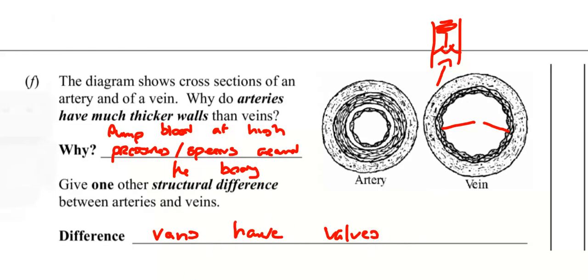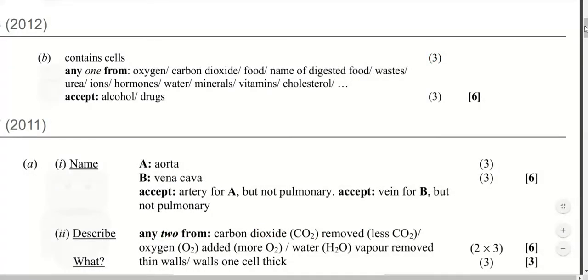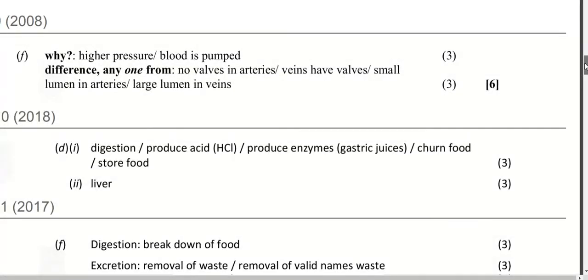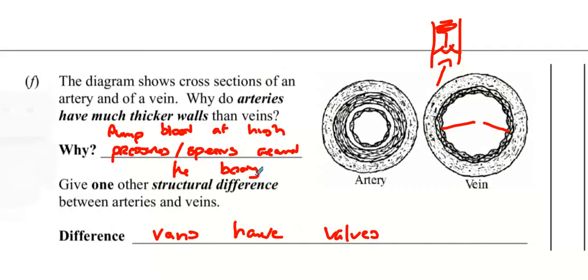Okay, if we come down here, we might have a look at what we see here. Digestion. No valves in arteries, veins have valves, and then a higher blood pressure in the arteries. Okay, so that answers question 9. Okay, let's go to question 10.